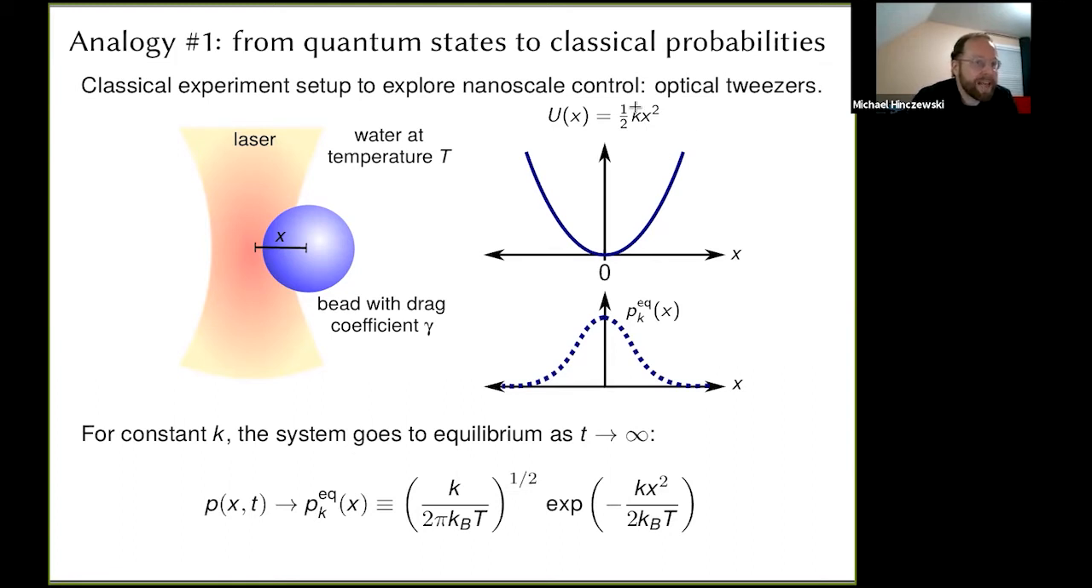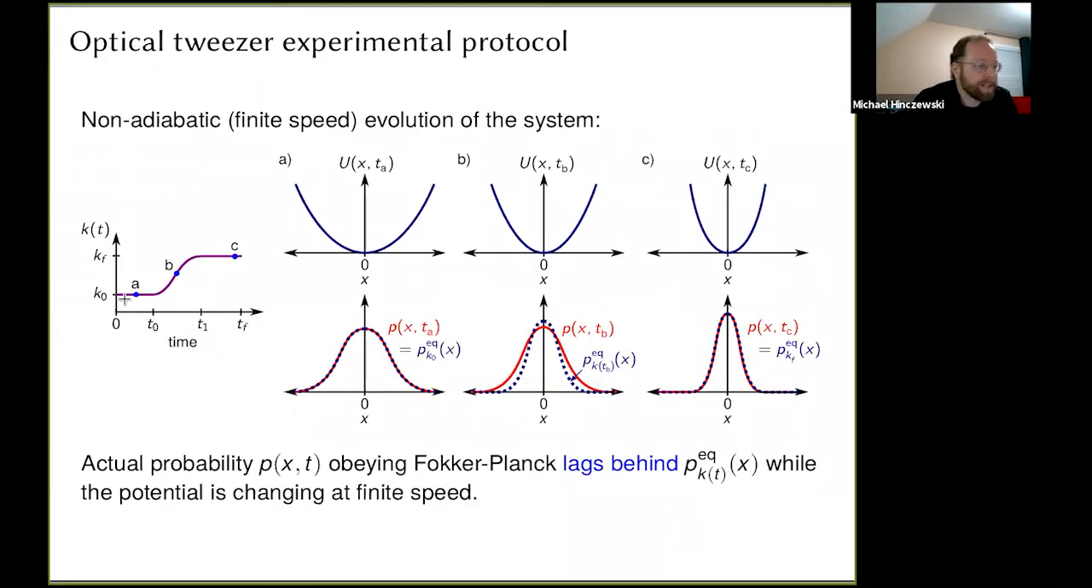Now, what happens though if you were to change that spring constant over time in a protocol? Let's say, for example, you started with a small spring constant at early times, and you wanted to raise it to a large spring constant over some finite time interval. Well, at early times, let's say your system has already equilibrated. So here's your potential, let's say at time point TA, which is right over here. And the red here is the actual probability distribution. The blue dashed is the equilibrium corresponding to the spring constant K0 initially.